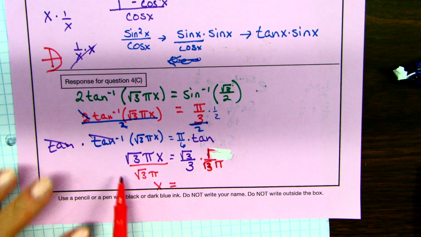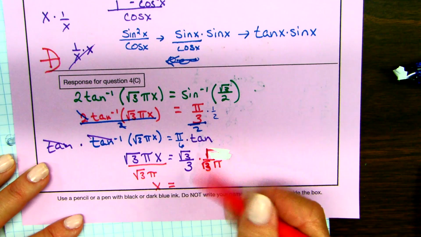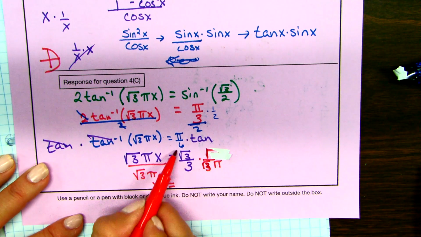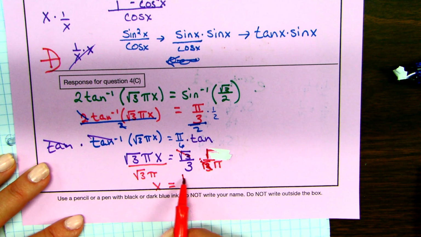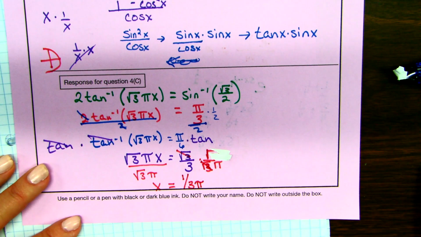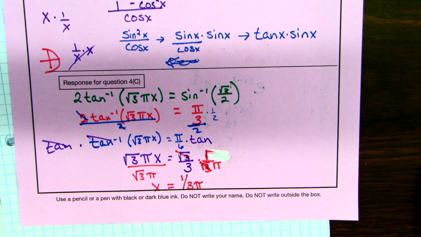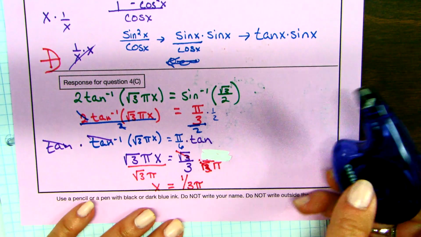Okay, so dividing by the square root of 3 times pi, since it's a fraction over here, I'm multiplying by the reciprocal. And the square root of 3 and the square root of 3 cancel, so we're left with 1 over 3 pi. A lot going on there. Seem a little easier?